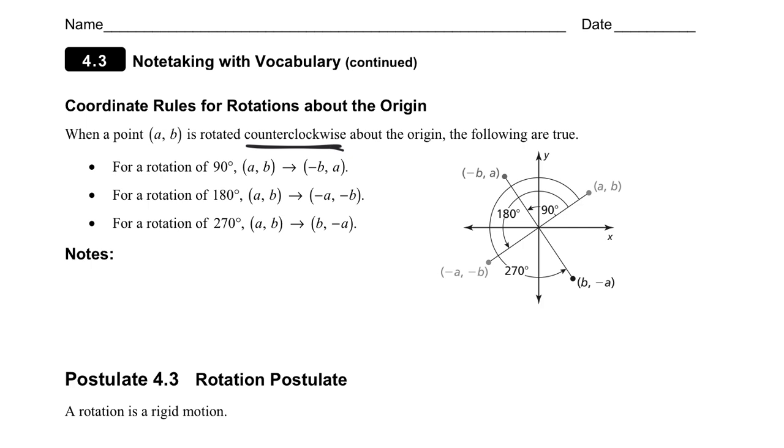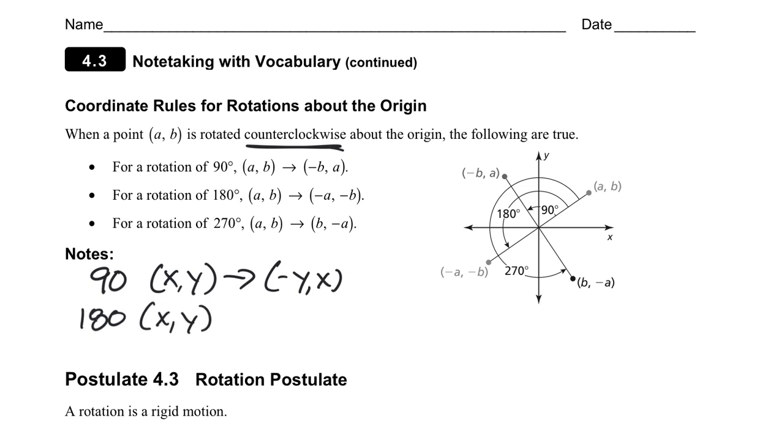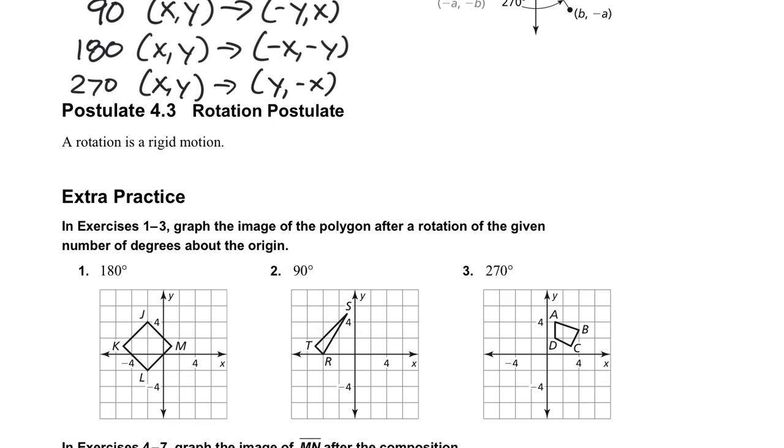So let's talk about our different rules. If we have 90 degrees, I'm going to write it with our normal notation here. We're going to have X and Y, and this now becomes negative y comma x. For 180-degree rotation, your x and y just become their opposites, so negative x comma negative y. And for 270 degrees, x and y get turned into y comma negative x. So I like it more with the x's and y's rather than the a's and the b's. We're not going to do all of these down here, but let's do a couple of these. Let's go down to just trying these.